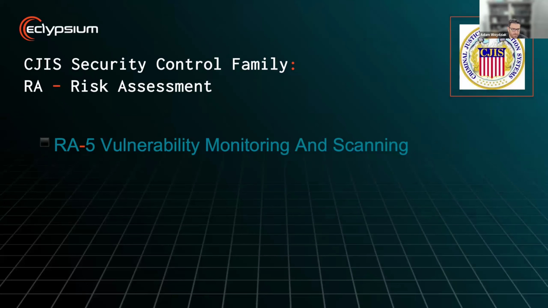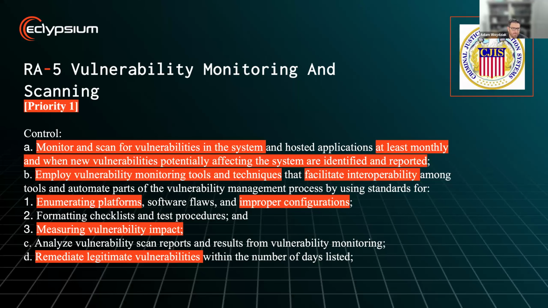And risk assessment. This is the security control family risk assessment, or RA. We'll talk about RA-5, vulnerability monitoring and scanning. I would imagine most of you have something in place today for this. You have a network vuln scanner or whatnot.